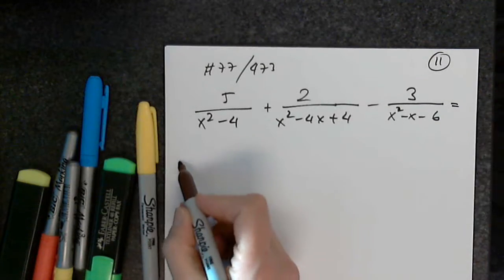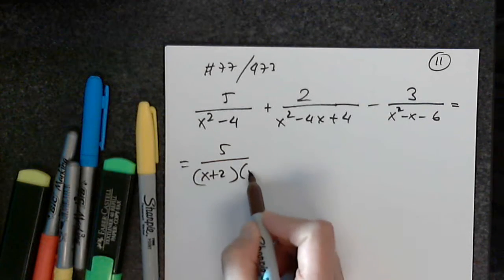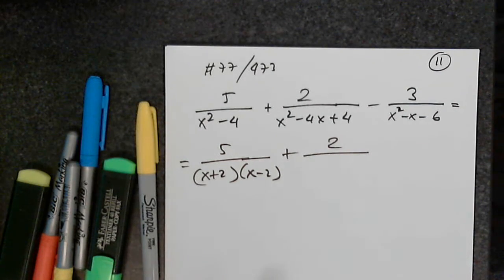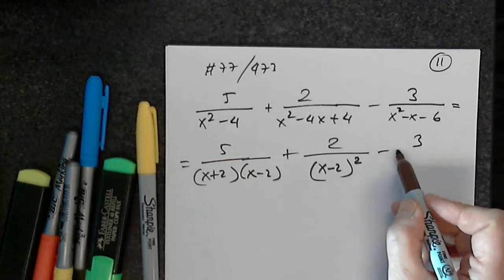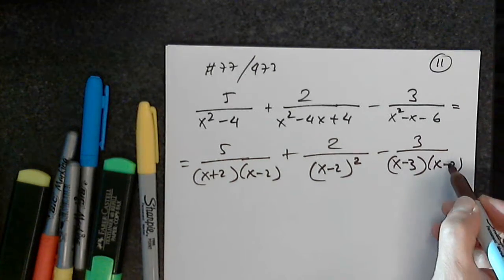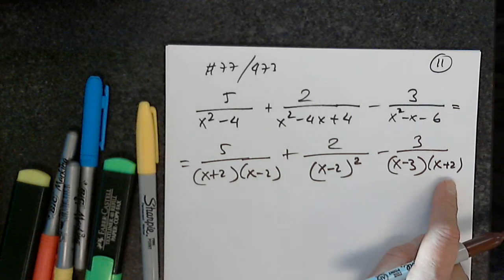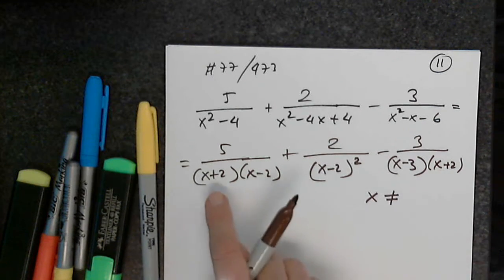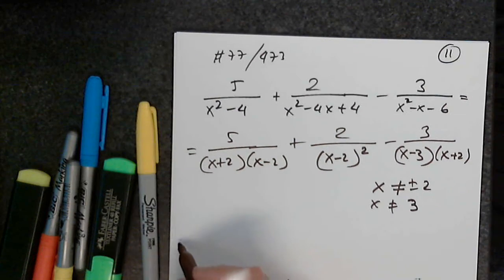Can anyone give us the factor form of the first denominator? We all agree with x plus 2, x minus 2, plus 2. Yes, and minus 3 over. Do you all agree with x plus 2, x minus 2, x minus 2 squared, and x minus 3 times x plus 2? Yes? How many restrictions will you give? So you're going to give plus or minus 2. You will also give not equal to 3. Excellent.